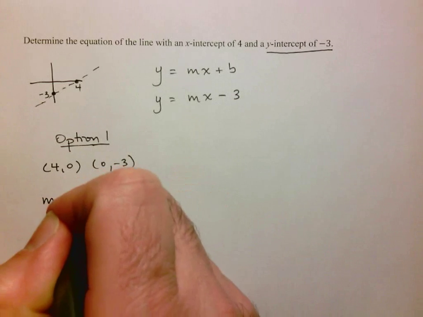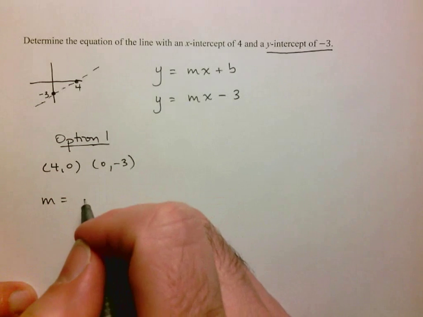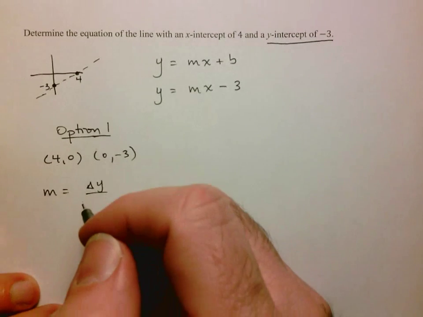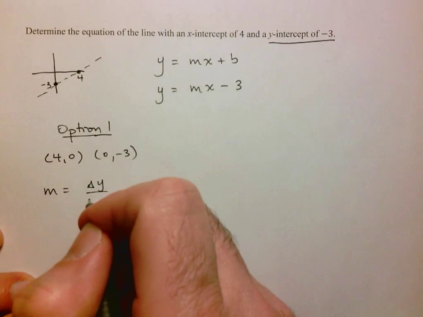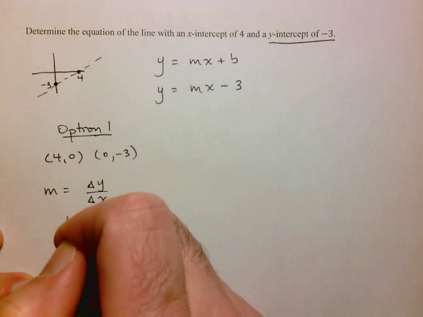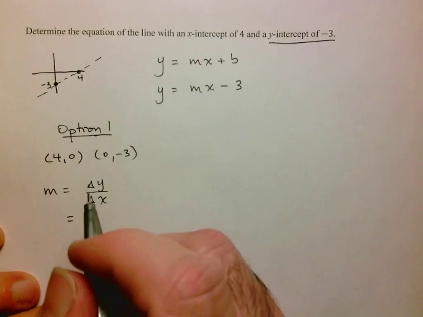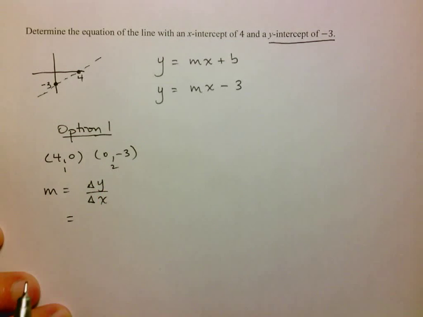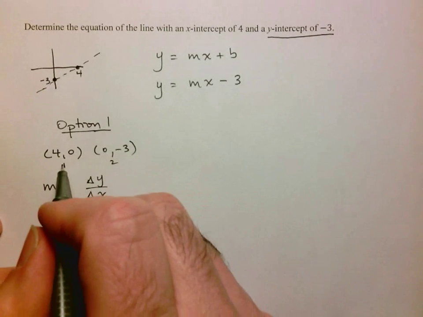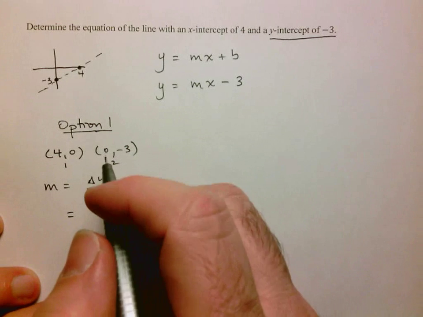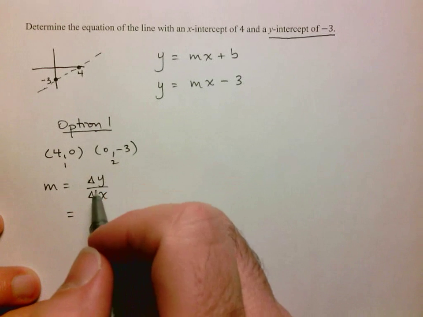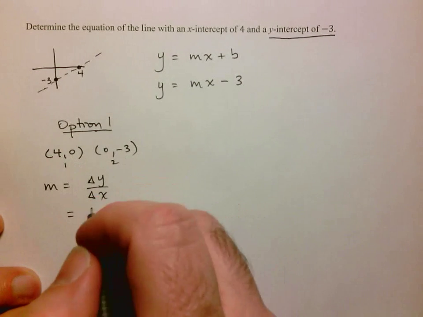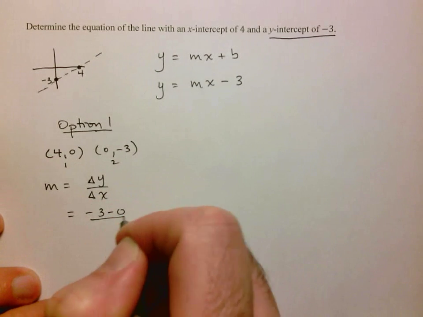Let's recall the slope formula. It's the difference in the y's over the difference in the x's. The only thing to keep in mind when you're comparing these two differences is you have to keep the same order in numerator and denominator. So you might want to call the first one point 1 and that one point 2. We'll do the difference in the y's: y2 minus y1, so -3 minus 0.